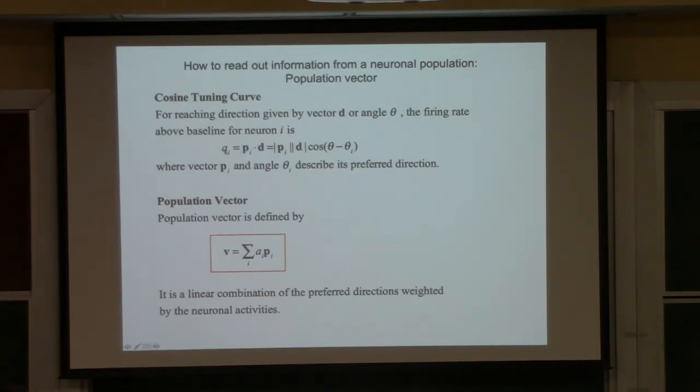Just say that the activity above baseline A is equal to the dot product between the preferred direction P_i, where i is the ith neuron, we have a bunch of neurons, and your actual movement direction, the reaching direction D. Based on mathematics, that's equivalent to the length of the norm of your preferred direction vector, times the norm of D, times the cosine of the angle between the two vectors. That's the definition of the dot product.